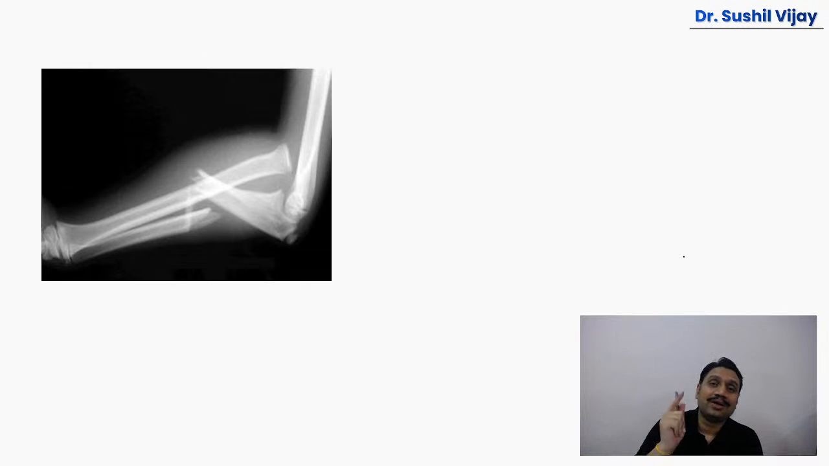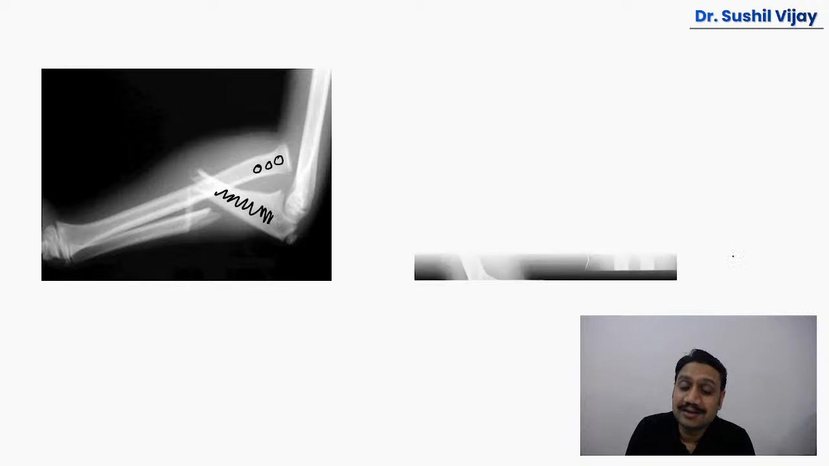This another one, very, very important one. This is what you call Monteggia. Fracture of medial bone, that is ulna, and the dislocation of the radial head. Okay, medial bone, ulna, and the dislocation of the radial head, that is Monteggia.